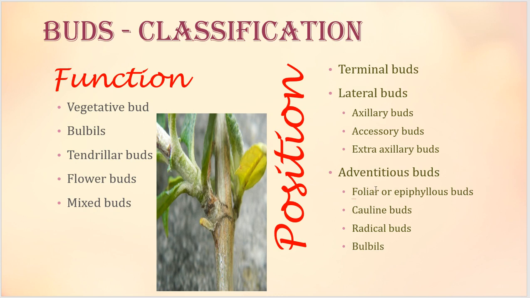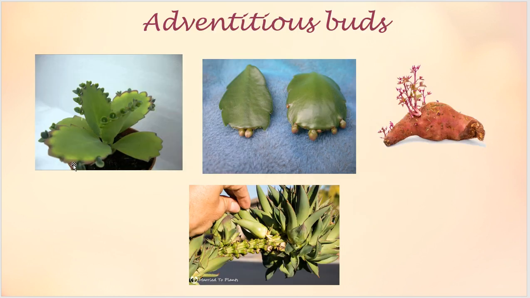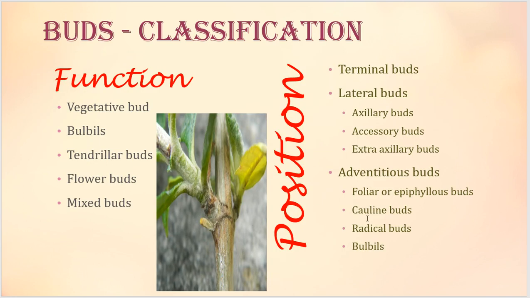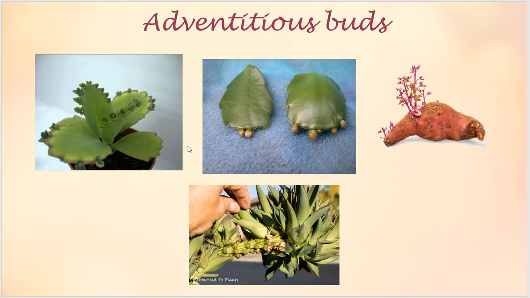Okay, so first one is foliar bud or epiphyllous bud. The best example for foliar bud or epiphyllous bud is the bryophyllum. Foliar bud means a bud which is produced on the leaf. So there is bryophyllum, foliar leaves, or epiphyllous bud. And the next one is cauline bud. Cauline means stem. I guess you remember just now I told you opuntia. Here this is phylloclade. Phylloclade means a stem. So if the bud is produced on stem, we are calling that as cauline bud.